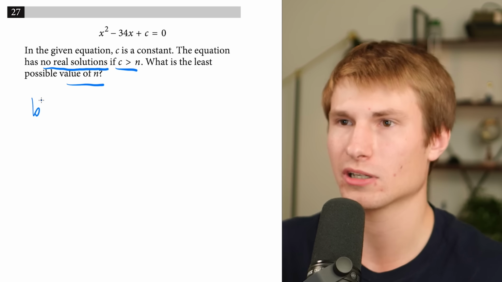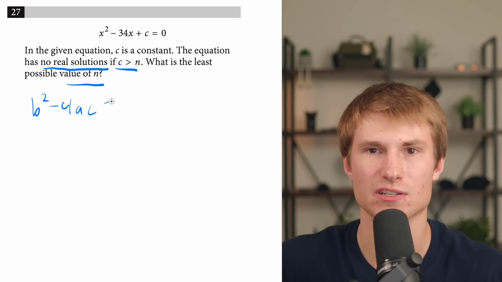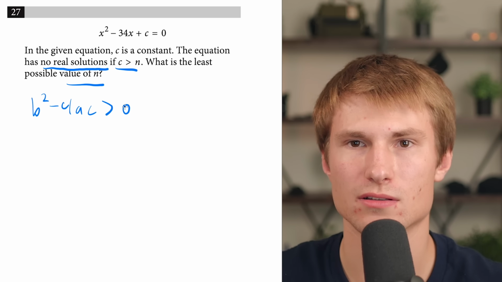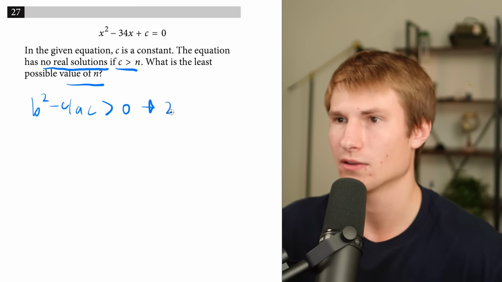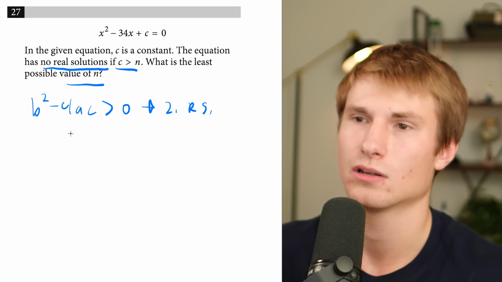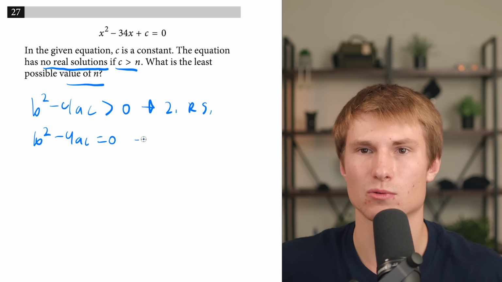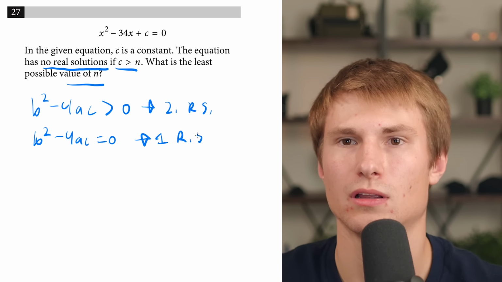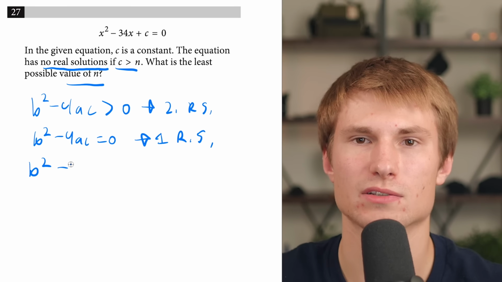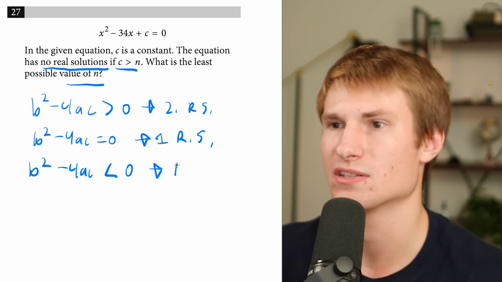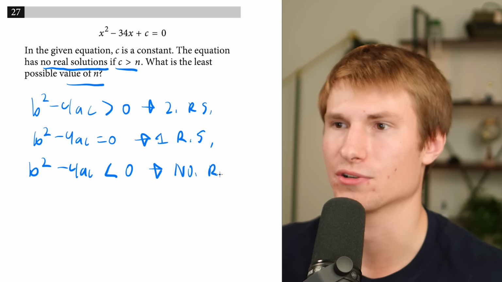Okay, I'll quickly go over b squared minus 4ac for anyone who doesn't know it. If b squared minus 4ac is greater than 0, or in other words, is positive, that means that there's two real solutions. Now, if b squared minus 4ac is equal to 0, that means that there is one real solution. And if b squared minus 4ac is less than 0, then that means there are 0 real solutions, or in other words, there are no real solutions.